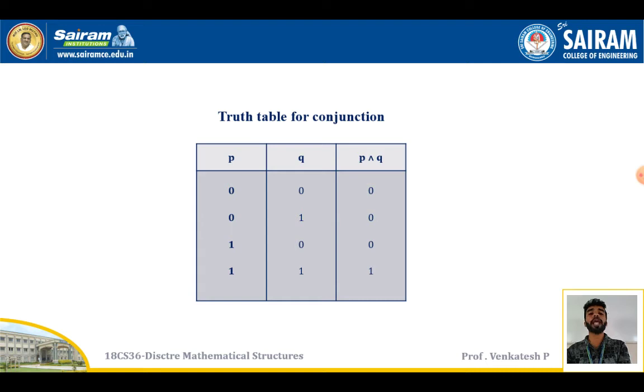So this is the truth table of conjunction. I'm going to take the propositions P and Q here, and the proposition P and Q also. I'm giving the values for P as 0 0 1 1, and for Q 0 1 0 1. After applying the conjunction in between P and Q, for P 0 Q 0, the value of P and Q is 0. For P 0 Q 1, the value of P and Q is 0. For P 1 Q 0, the value of P and Q is 0. But in the case of P is 1, Q is 1, the value of P and Q is 1.